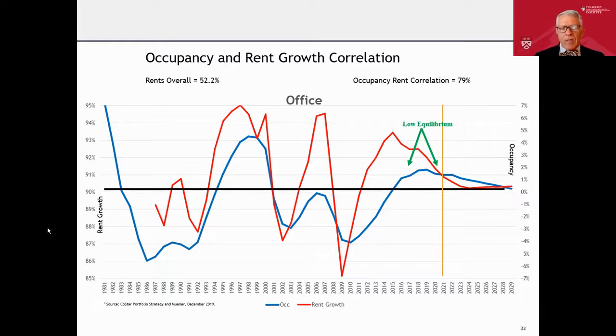And you can see how the rent growth has followed that cycle. The correlation between occupancies and rent growth is almost 80%. And rents have risen since we started collecting this data in '86 by over 50%. So, the forecast is for slowing growth. Today, we're running right about the rate of inflation.